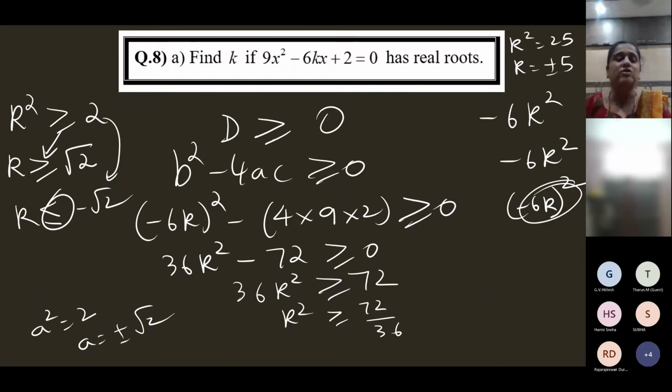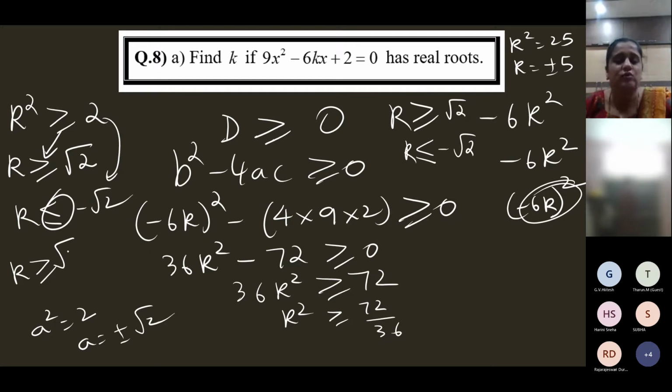So K square is greater than or equal to 2. So K will be plus or minus root 2. So take plus root 2 with the same inequality. What is the inequality? Greater than or equal to. So take plus root 2 with this. And reverse the inequality and take the negative value. So K can be anything. What do we understand by this? K can be anything greater than or equal to square root of 2.